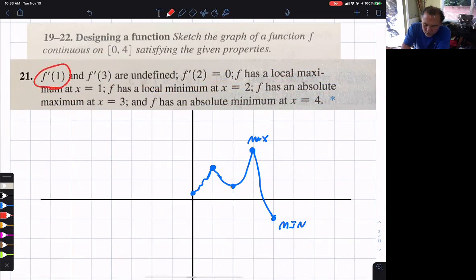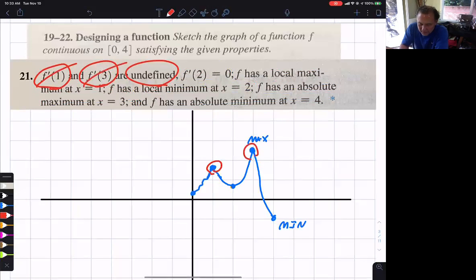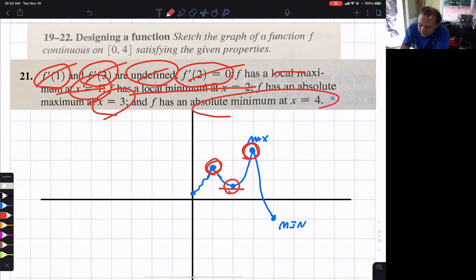Is f prime of 1 undefined? Yes, sharp point. Is f prime of 3 undefined? Yep, sharp point. Is the derivative at 2 zero? Yep, looks like a horizontal tangent line. Is there a local maximum at 1? Yep, that's the local max. Is there a local minimum at 2? Yes, local minimum. Is there an absolute max at 3? Yep, that's the absolute max. Is there an absolute minimum at 4? Yep, that's the lowest point. I've done it. This is one possible graph out of an infinite number of choices, but that's how you go about doing these.